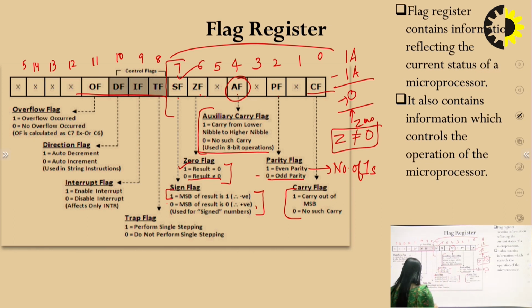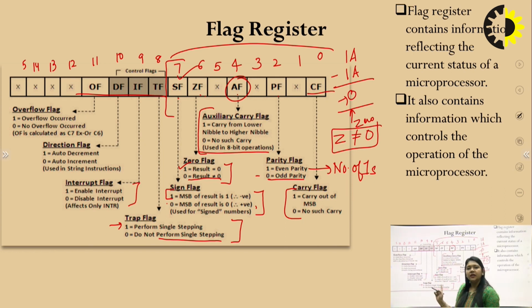Next is our trap flag. It is 1 if it is performing single stepping. It is not using multiple modes, like in 8085. 8085 has different modes, maximum mode and minimum mode also. If it is performing single step, then it is trap. If it is not performing single stepping, it is not trap. Interrupt flag is for whether there is any active interrupt. If interrupt is enabled, this flag will be active, high. If it is not, then it will be low.